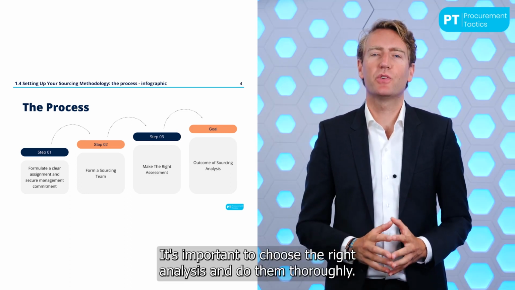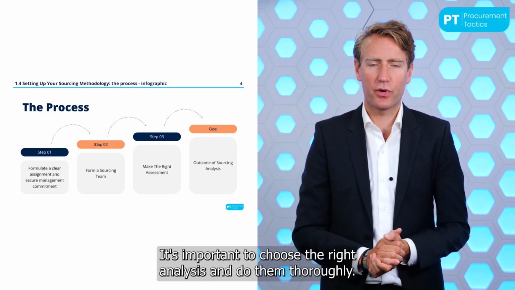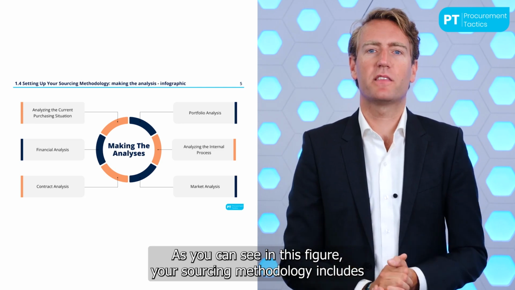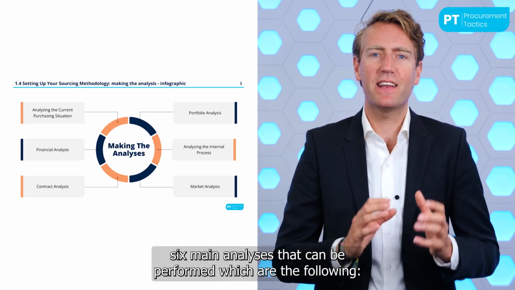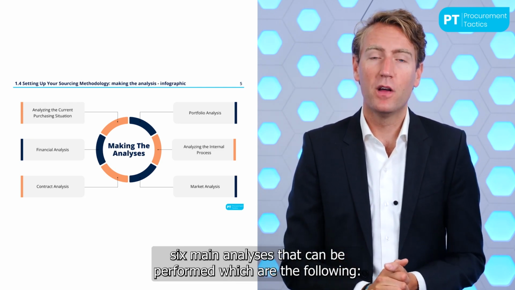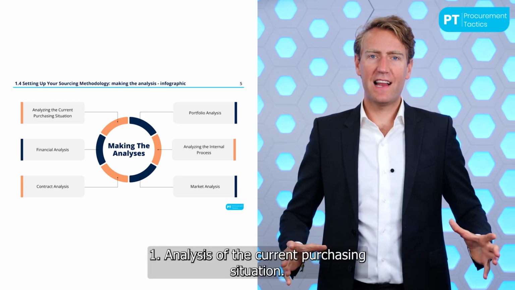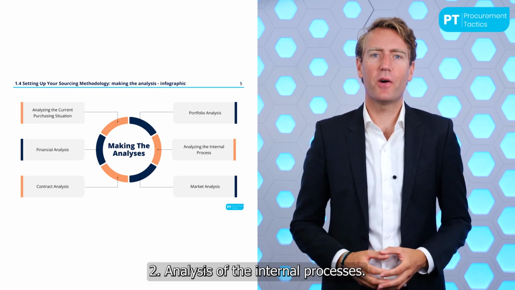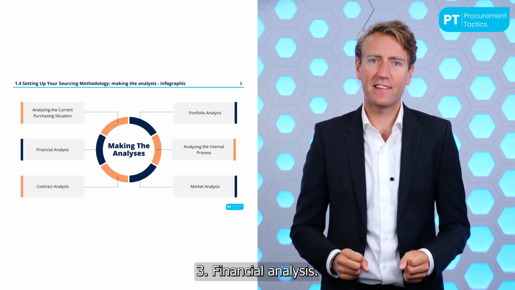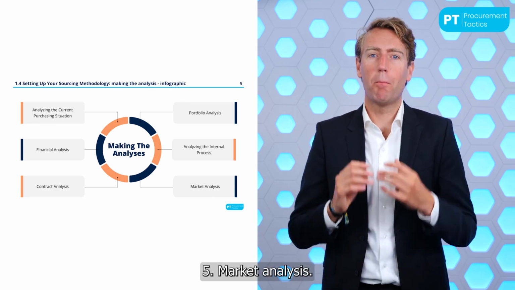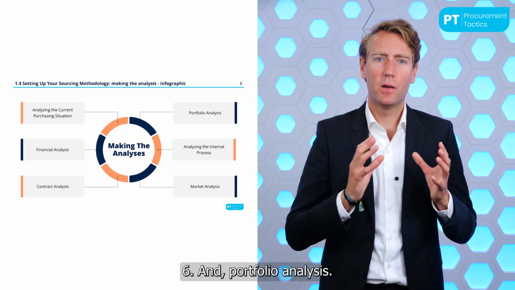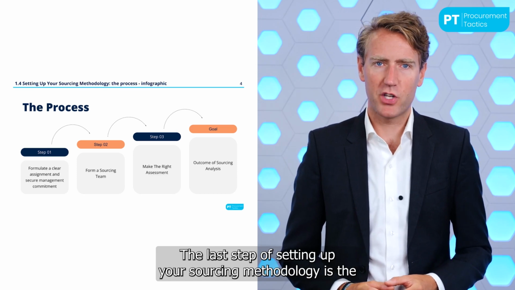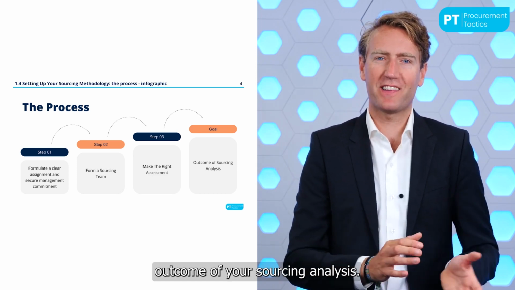It's important to choose the right analysis and do them thoroughly. As you can see in this figure, your sourcing methodology includes 6 main analyses that can be performed, which are the following: analysis of the current purchasing situation, analysis of the internal processes, financial analysis, contract analysis, market analysis, and portfolio analysis. The last step of setting up your sourcing methodology is the outcome of your sourcing analysis.